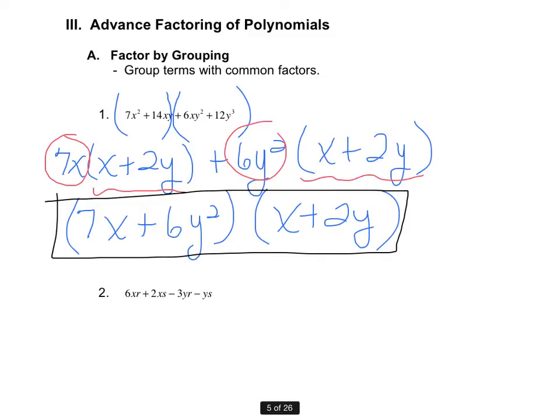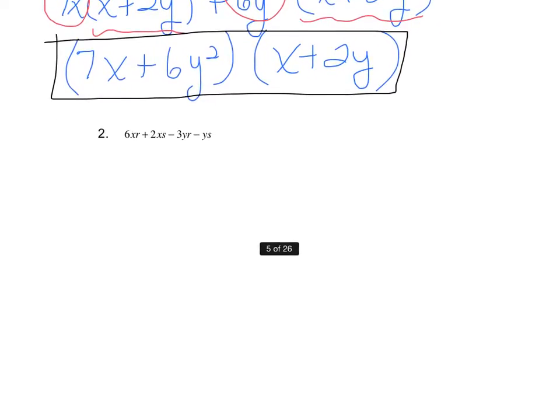Okay, let's move on to number 2. In number 2, it's got 4 terms again. I can't put any like terms together, so the only way I can factor this is to do grouping. I'm going to group the first 2 and the last 2. In the first 2, I will be able to GCF out a 2x and end up with 3r plus s.